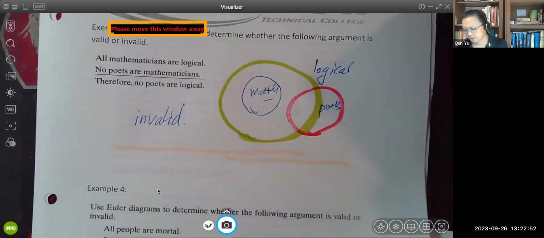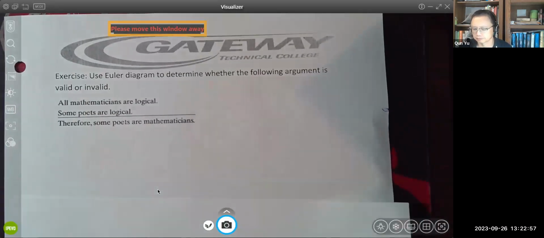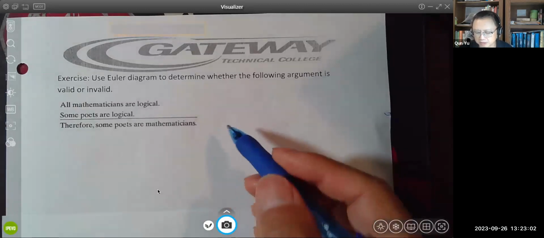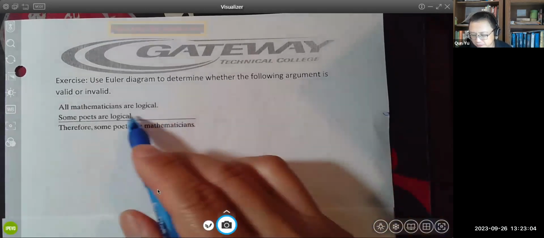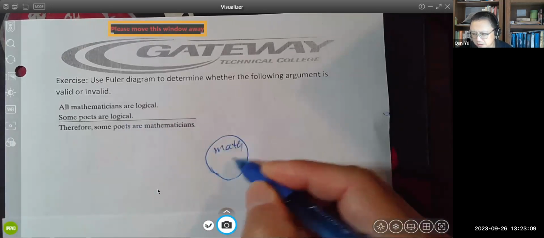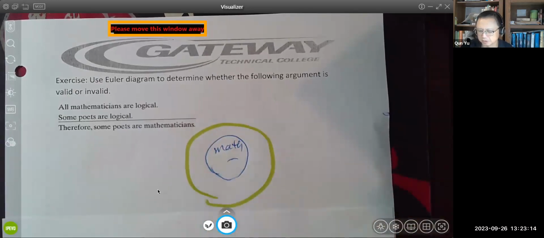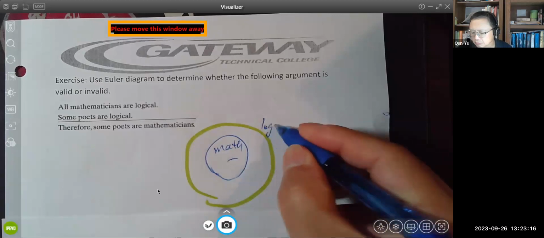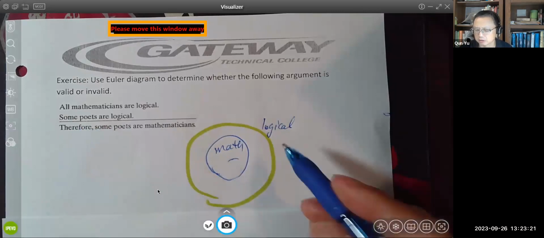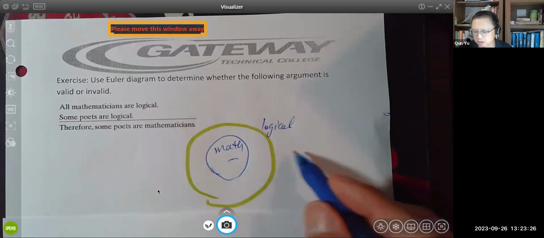Let's see the next one. We have two more examples. All mathematicians are logical. By the way, this is not the same as the previous one, although the first part looks the same. This is mathematicians and logical people. And the second one, some points are logical. So we want to draw this red circle so that it will partially overlap with the green circle, right?